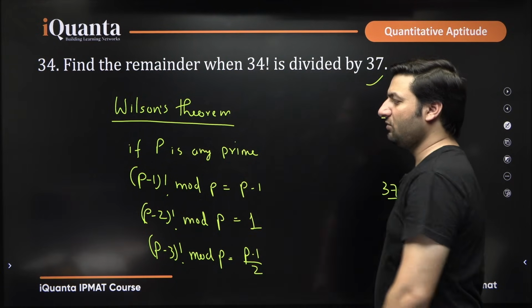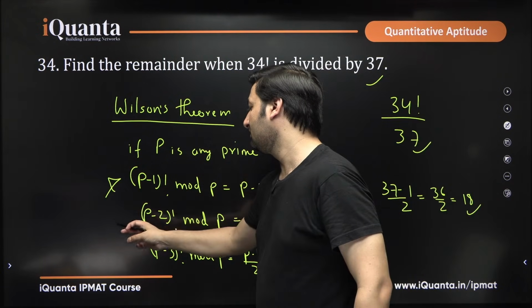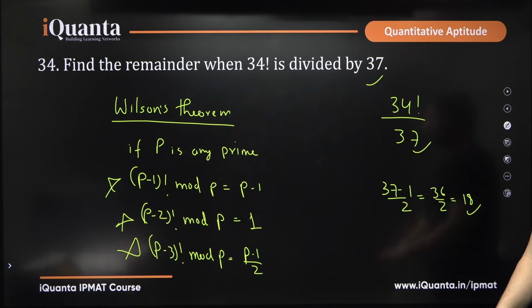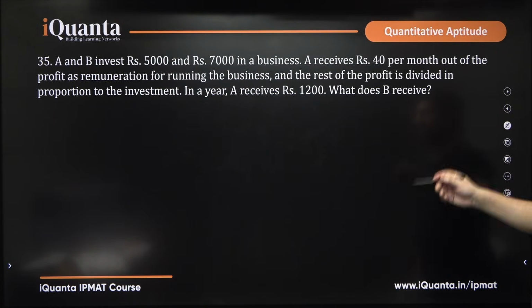If you directly know the rule, you can apply. There are 3 different rules: this rule, this rule, and this rule. I hope it is clear. Let's go to the next question.